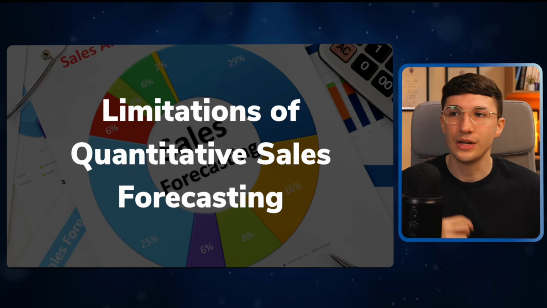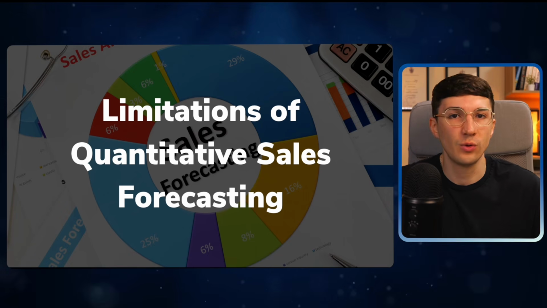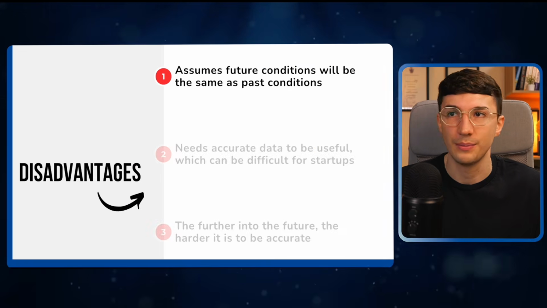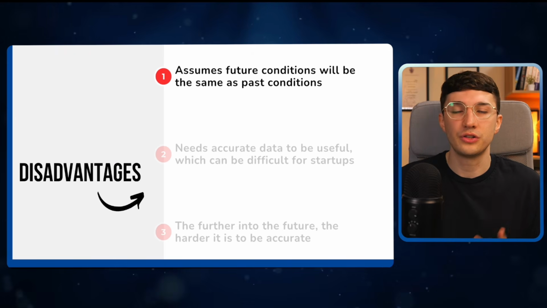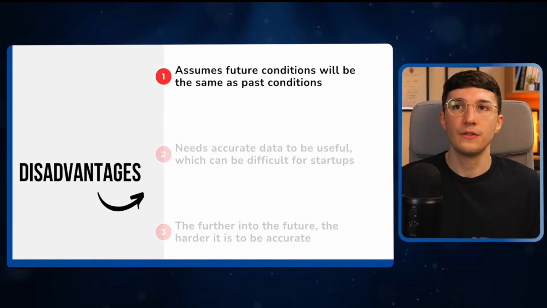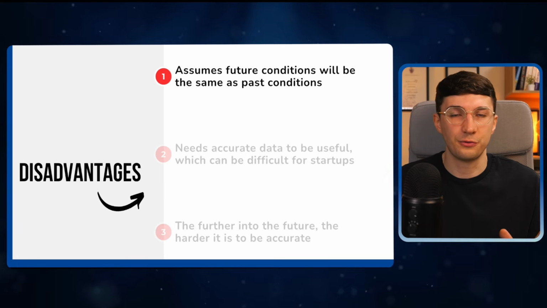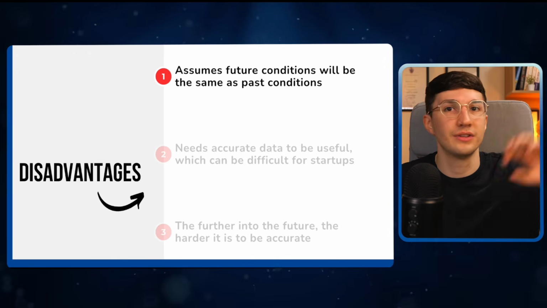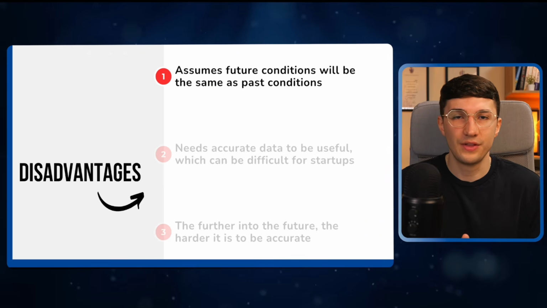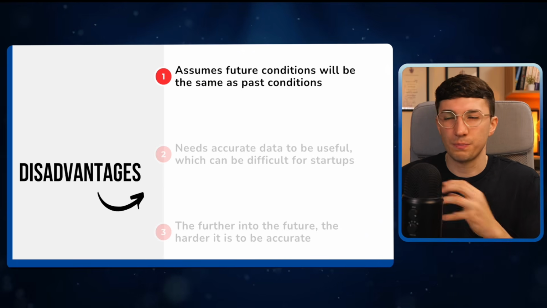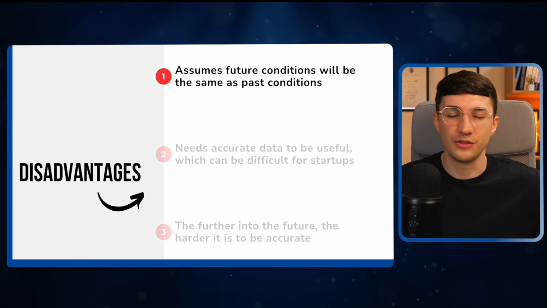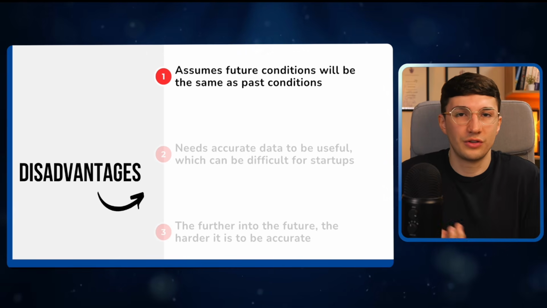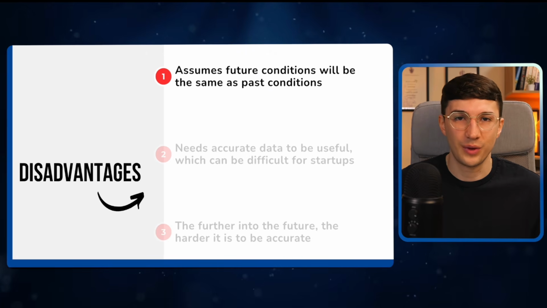Now, the last thing that we need to do with our quantitative sales forecasting is just to identify the limitations. As we were mentioning just with extrapolation, I think the biggest problem with quantitative sales forecasting is, remember, you're using past data to try and predict future data. Now, the problem with this is that you're assuming that those past conditions will be the exact same as the future. So imagine that I was conducting a sales forecast at the start of 2020.